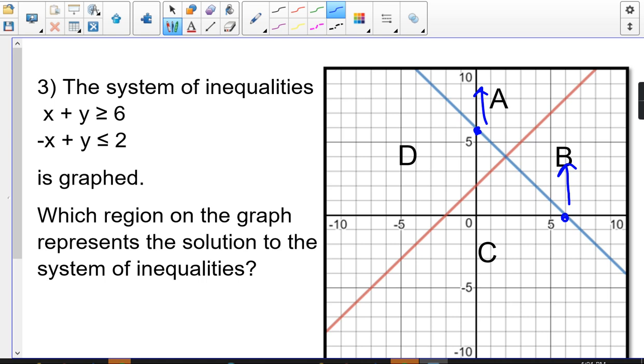So it's either going to be A or B, right? Because those are the parts above this line, since it says greater than. Those are the parts that we would shade for that blue line.